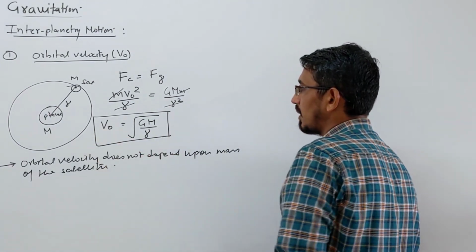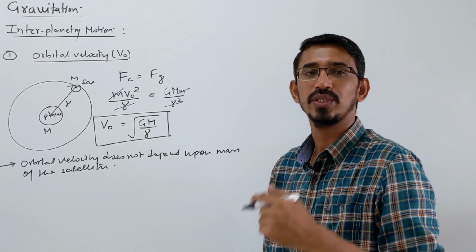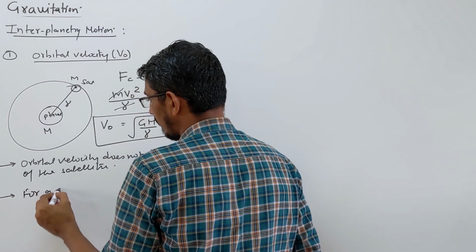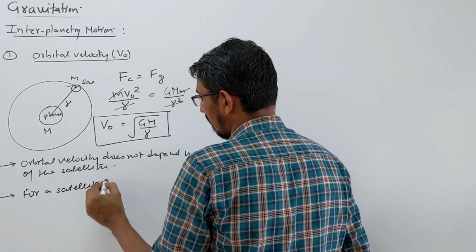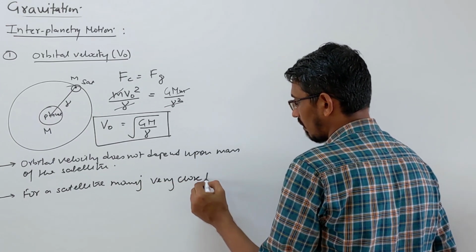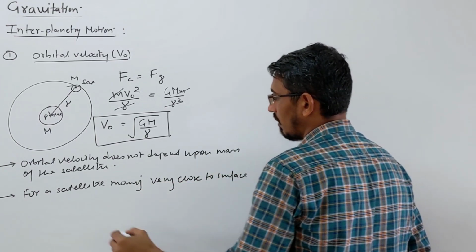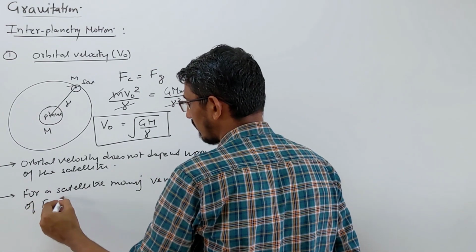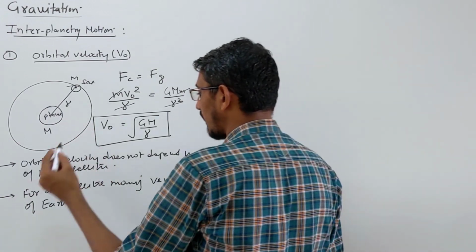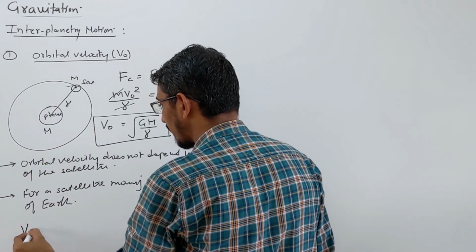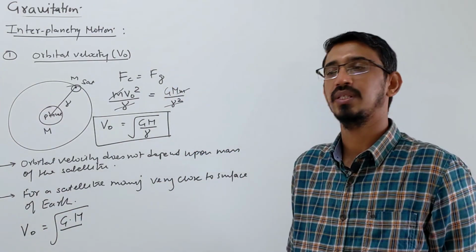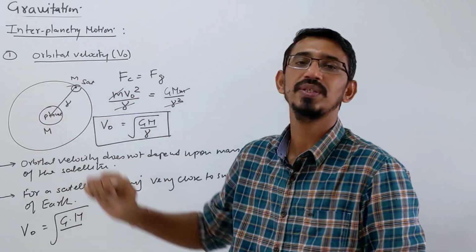Now suppose you write this formula for near the surface of the earth. So you write it for a satellite moving very close to the surface of the earth. Your orbital velocity will be root G M, and the distance becomes simply the radius of the earth. This satellite is very close to the surface of the earth.